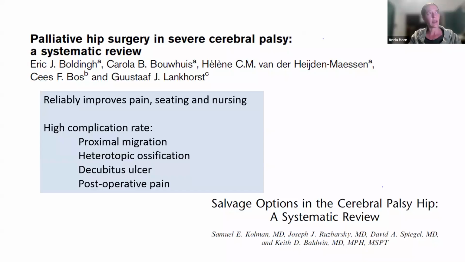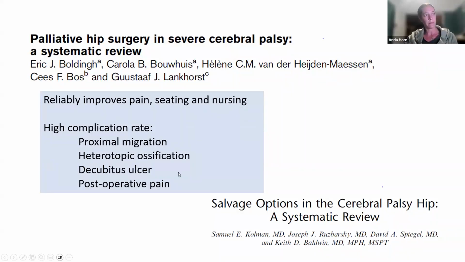So this study was looking at palliative surgery in cerebral palsy, and it's a review. It was a review article. It wasn't academic. And they did say that the palliative surgery reliably improves pain, seating, and nursing in the long run, but it has a very high complication rate. So proximal migration of the stumps, heterotopic ossification, decubitus ulcers, and postoperative pain.